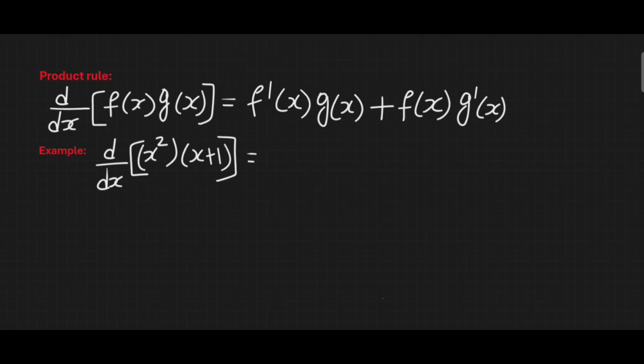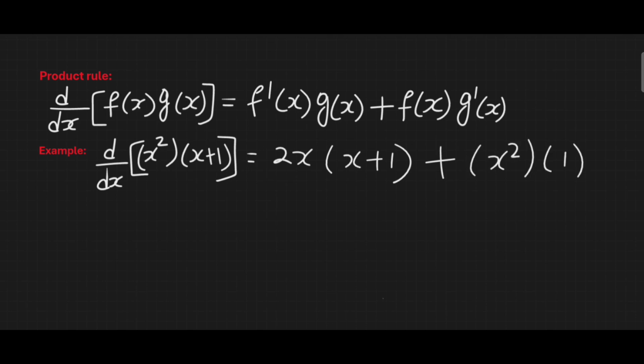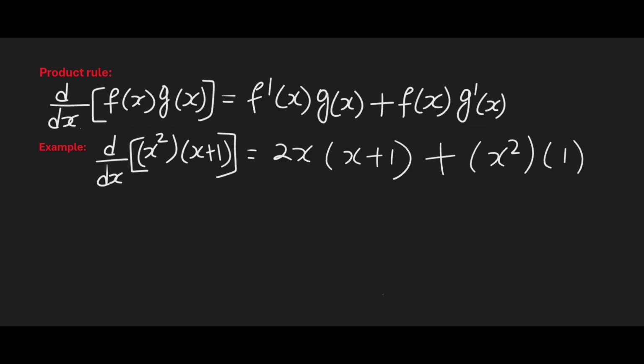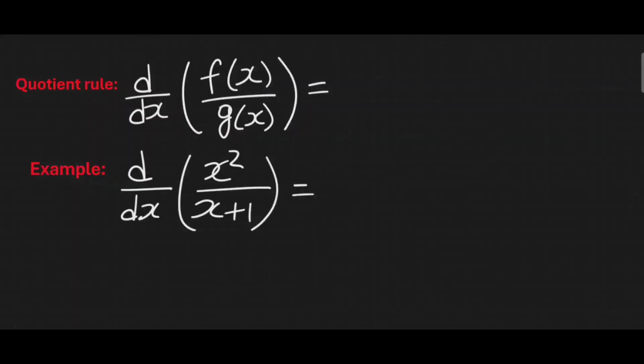For example, we have d by dx of x square into x plus 1. So, derivative of x square is 2x, and keep x plus 1 the same. Then derivative of x plus 1 is 1, and keep x square the same, which is x square into 1. So the answer is 2x times x plus 1 plus x square.